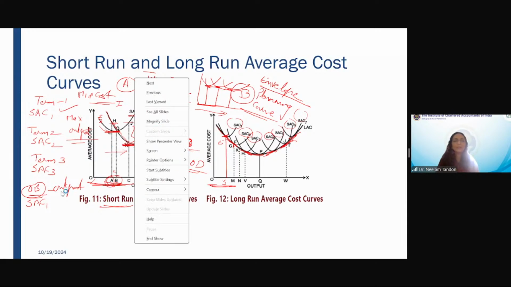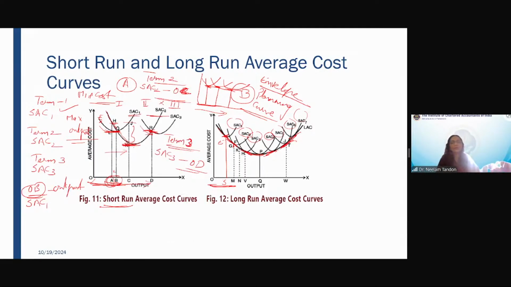When you enter a new plant, definitely you have to spend money, both on labor and capital. So you are increasing your labor and capital. The output will definitely increase. So you can see here output is increasing. When you go for increasing labor and capital, output will increase. But what do you see here? I'll erase this so that it becomes easy for you to understand.